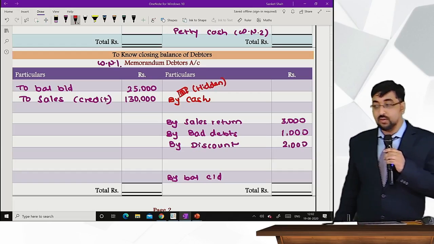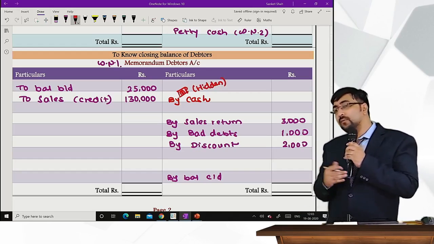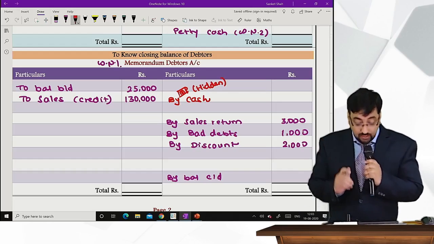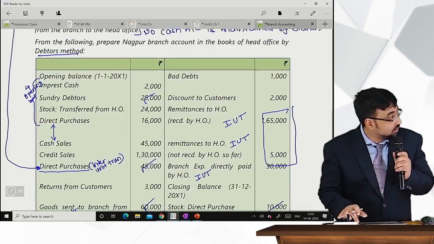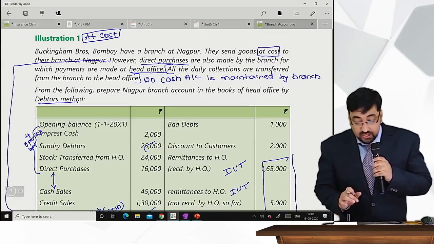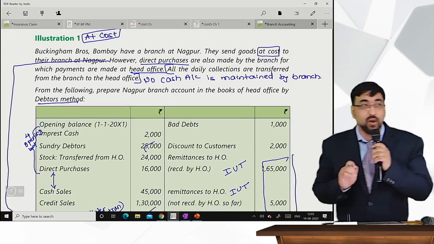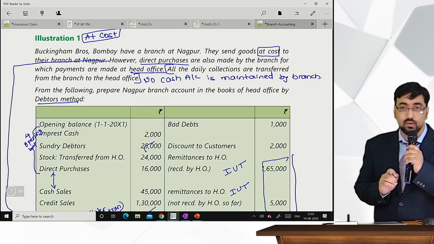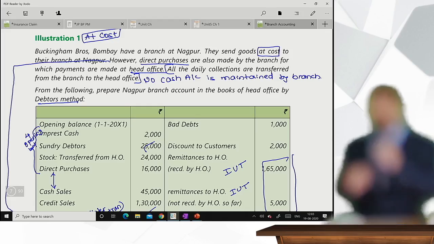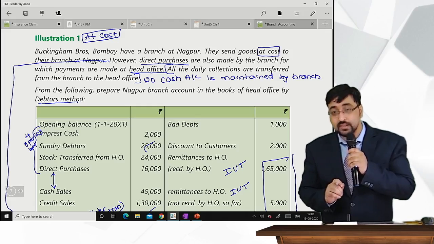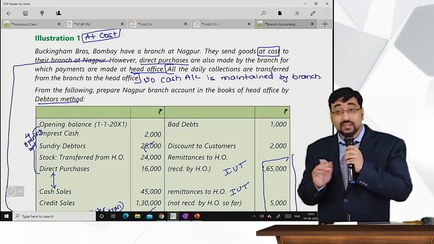Okay. So how to identify this amount? Now something here is very important. All daily cash is remitted to head office. So friends, if daily cash is remitted to head office, it means 1,70,000.